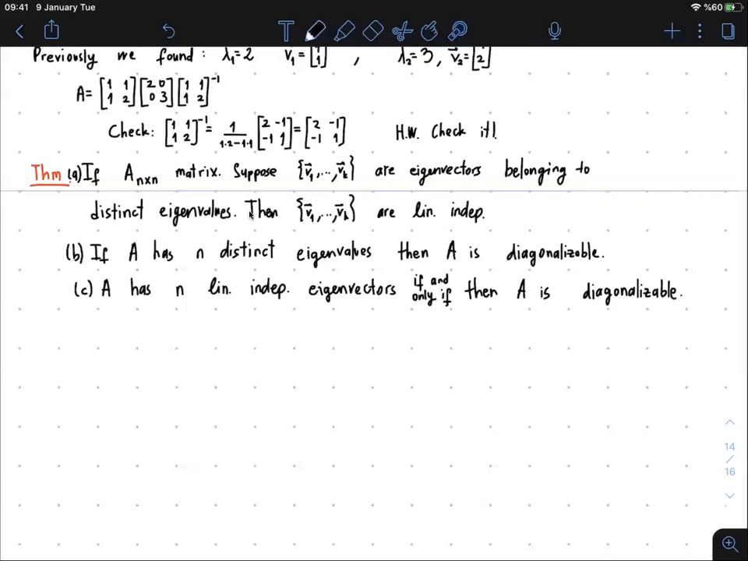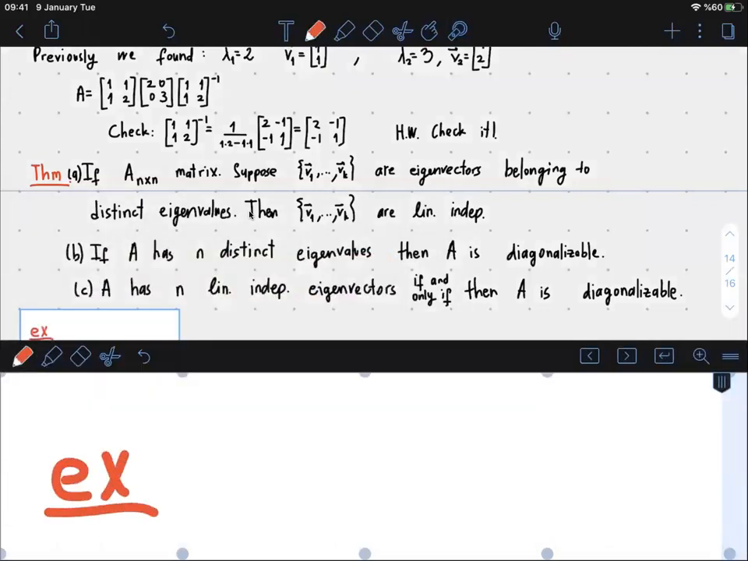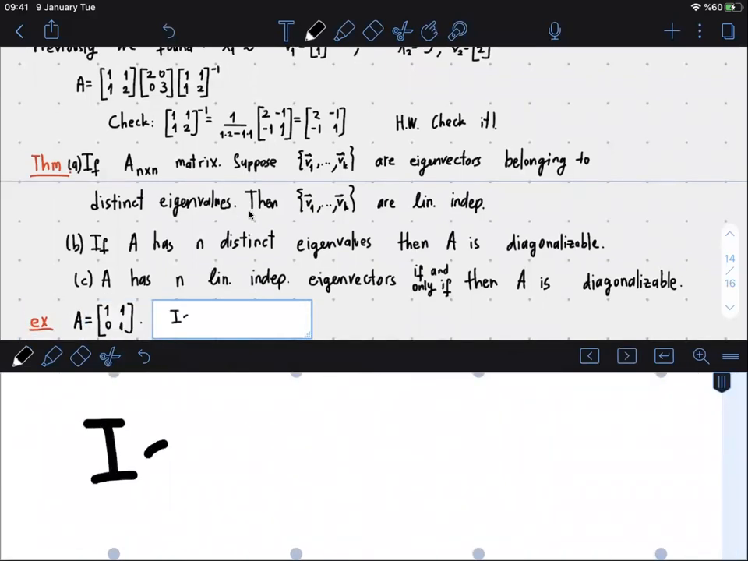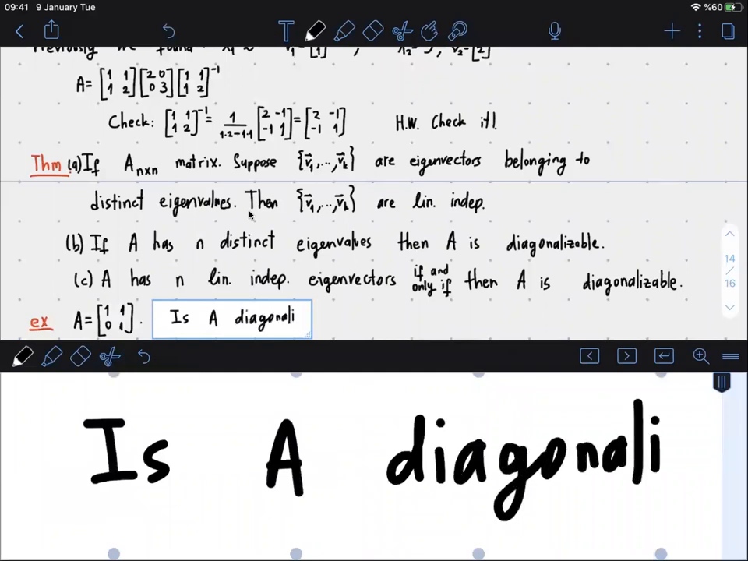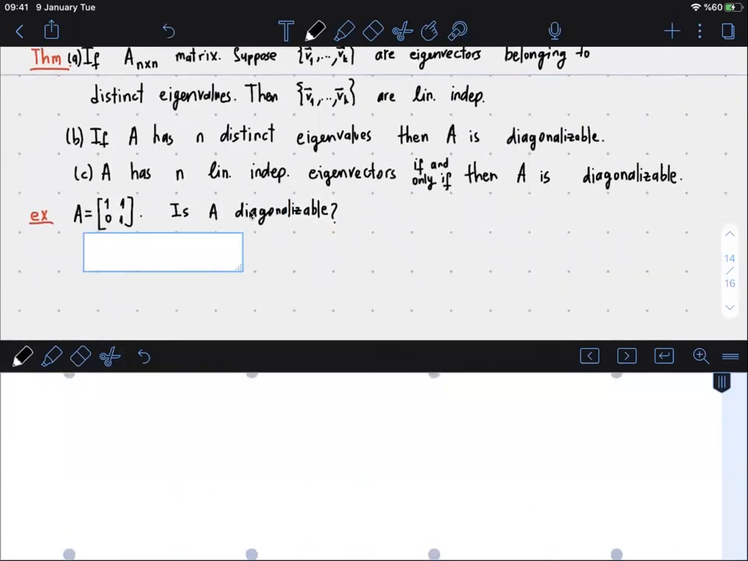Okay, so that's the difference between these two. So let's look at this final example. Suppose we have the 2 by 2 matrix 1, 0, and 1, 1. The question is: is A diagonalizable? We only need to find the eigenvectors. If we can find two linearly independent eigenvectors, the answer is yes. Otherwise, the answer is no. So let's check the eigenvectors.